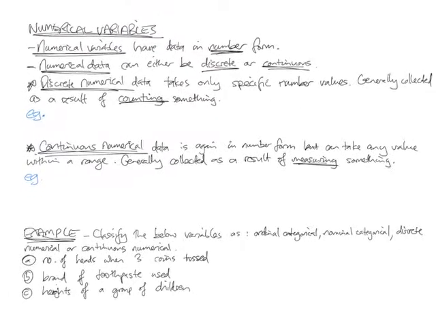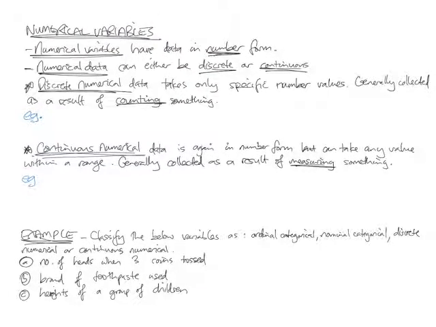Okay, so the second main type of variables that we encounter are numerical variables. And they're different because they don't involve words. Their data is in number form. So we're talking numbers here. Numerical data can have two subtypes, discrete or continuous numerical data. The first one, discrete numerical data, is data that takes very specific number values. This discrete numerical data generally comes about because you've been counting something.